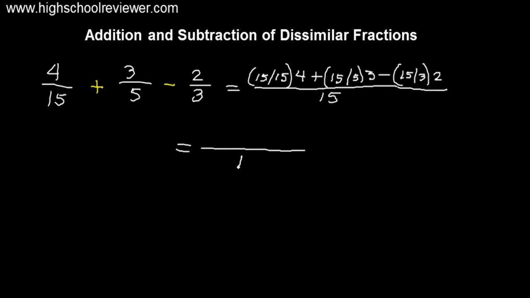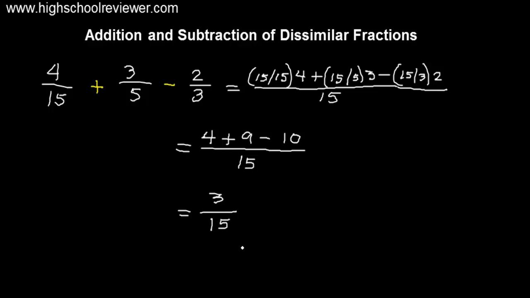Again, our denominator or the LCD is 15. 15 divided by 15 is 1 multiplied by 4, that is 4. And then the addition sign plus 15 divided by 5, that is 3 multiplied by 3 is 9. And the subtraction, 15 divided by 3 is 5. 5 times 2, that is 10. And 4 plus 9, 13, minus 10, that is 3. We have here 3 over 15.